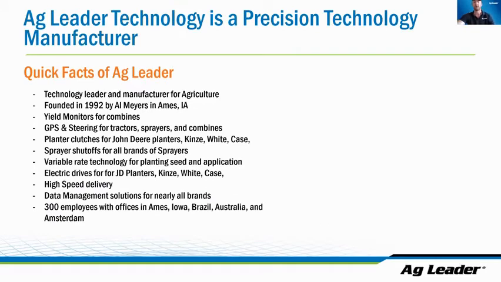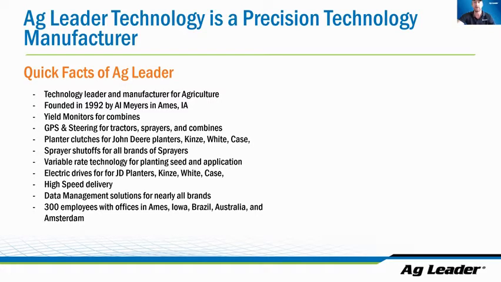So a little bit about Ag Leader. For those of you that aren't familiar with Ag Leader, we are a precision technology manufacturer. That means we make products to make farmers more efficient on their operations. We are based in Ames, Iowa. As I said earlier, we got started in 1992. So we're just over 25 years old in ag technology. Our founder, his name is Al Myers. He's one of the leading pioneers in precision technology. He developed the first on-the-go yield monitor for combines back in '92. That is how we got started.